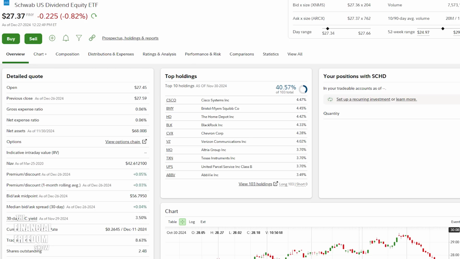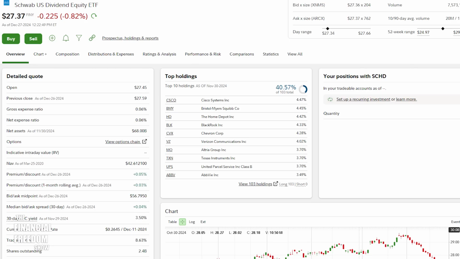Some of the key features of SCHD are its low expense ratio. SCHD boasts one of the lowest expense ratios in its category. It's currently at 0.06%. This means that for every $10,000 invested, the annual fee is only $6. Low fees are crucial for long-term investors as they help to maximize net returns over time. Something else I'm going to do in this video is go over SCHD versus other dividend ETFs and how it compares, and how it's going to outperform in 2025.